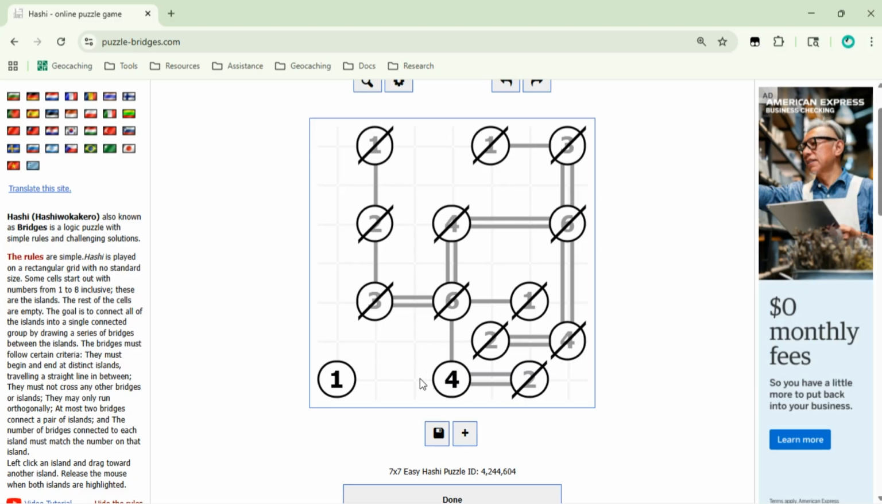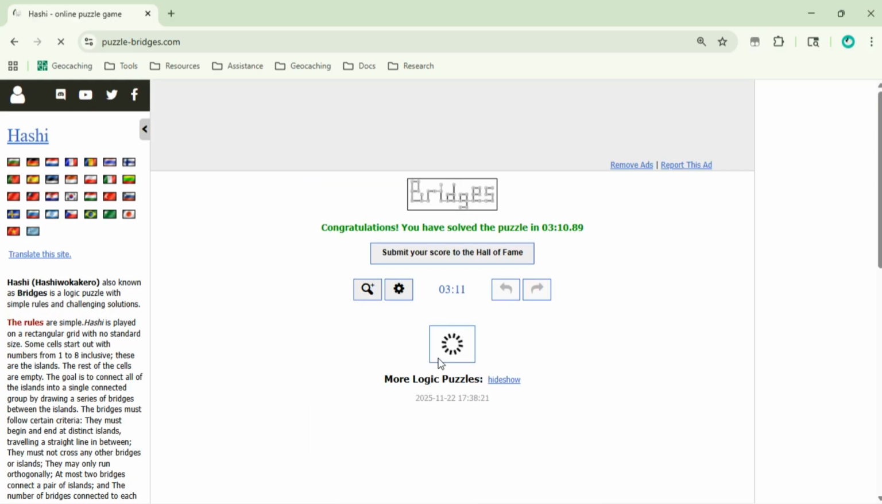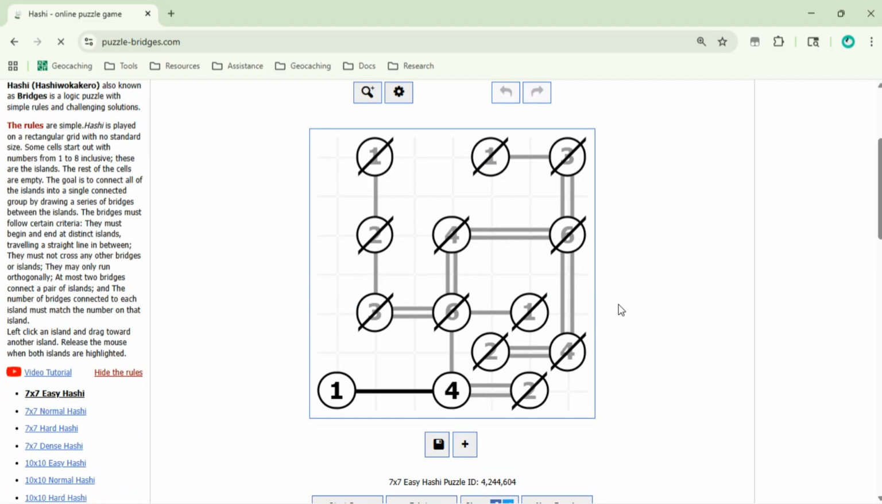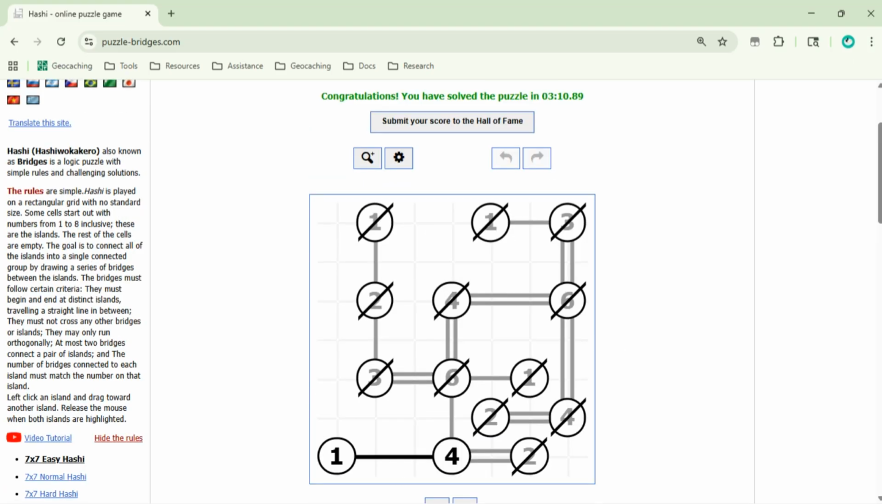And here we need one. And that needs to be here. And now we're all done with this bridges puzzle. So yeah, this is how you solve a very easy one. Of course, you can do harder ones, but hopefully it gives you a little bit of an idea of how to solve these.